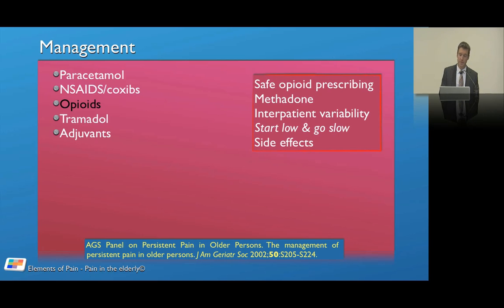Remembering with opioids is interpatient variability. It changes between patients, so one thing doesn't mean it's going to work for two patients. Bottom line, start low, go slow. And always consider the side effects of opioids, because they're going to get them. If there's one group of patients that's going to get side effects, it's going to be the elderly.